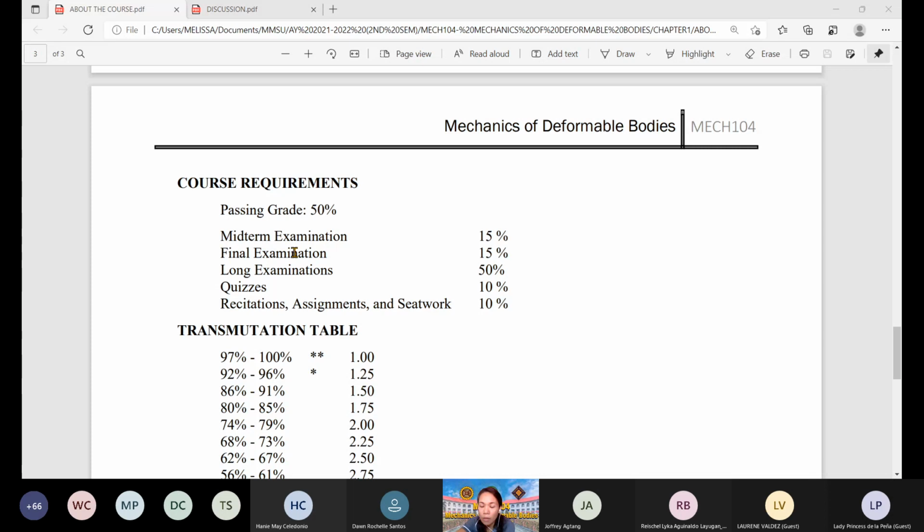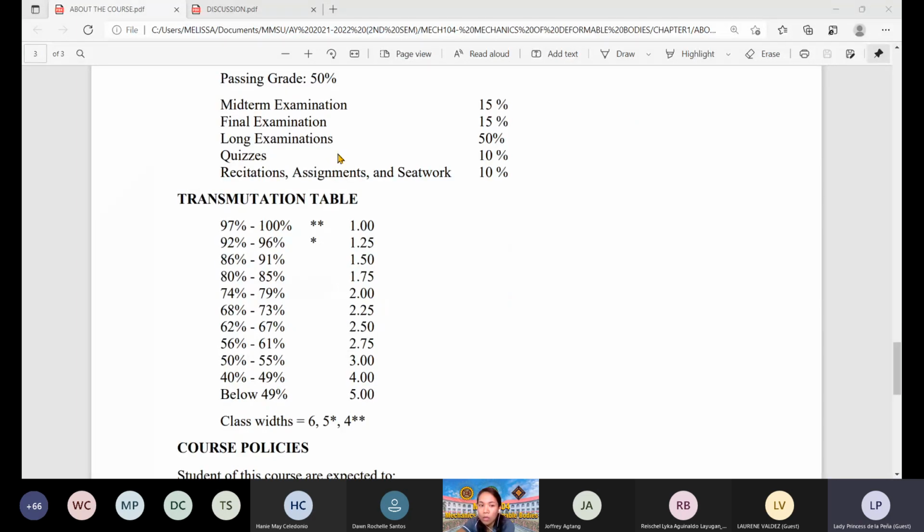For the long exams, it's okay if you miss one as long as you can cover it up on the next chapter. We are just averaging here. And then quizzes, 10%. These quizzes are easy; I just want to see how much you understood in class. And then recitations, assignments, and seatwork, 10%.